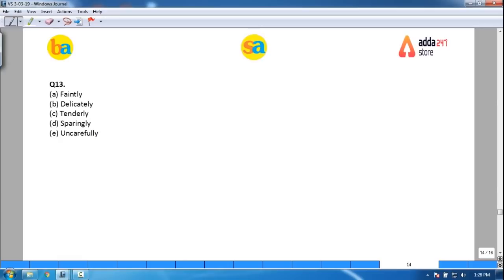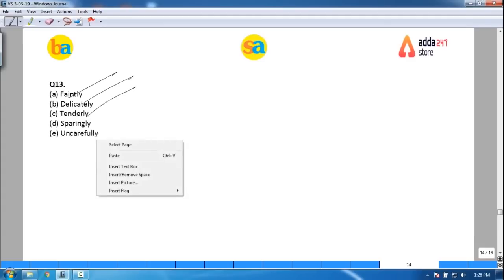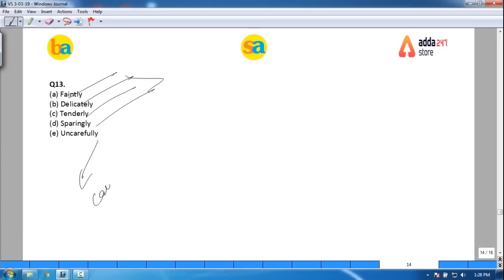Faintly, delicately, tenderly, sparingly, uncarefully. Faintly, delicately, tenderly, sparingly सबका मीनिंग यहाँ सेम है. अनकेयरफुली बीइंग केयरलेस, तो यहां पर एंटोनिम है ई.